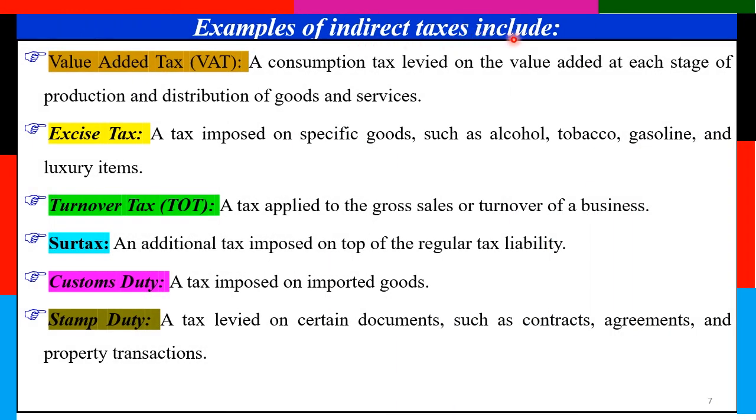Example of indirect tax. The first one is value added tax, or simply VAT. VAT is an example of indirect tax. So when we say VAT, it is the consumption tax levied on the value added at each stage of the production and distribution of goods and services.